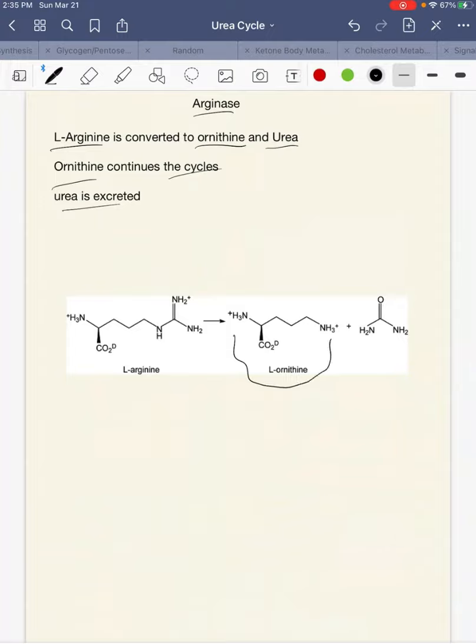This is the structure of ornithine. This is the structure of urea. I'm not sure if you guys are expected to know the structures for the urea cycle.